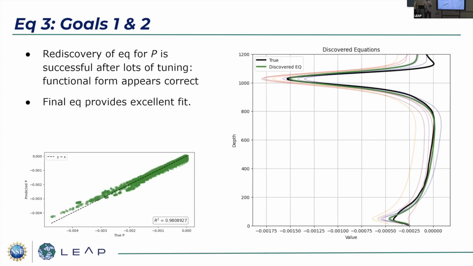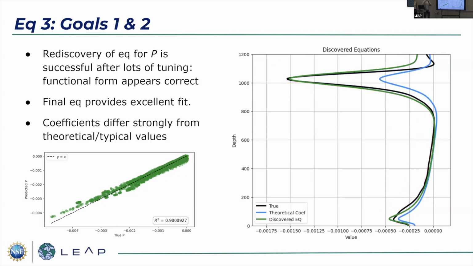Now, when we finally do recover the true functional form, it is in the form that we want. It's this green line right here, which is essentially sitting on top of the black line and indicates a really, really good fit if you look at the predicted versus actual plot. I don't know if that's too small to see, but we have an R squared of 0.98, which is so high that sometimes it's unbelievable.